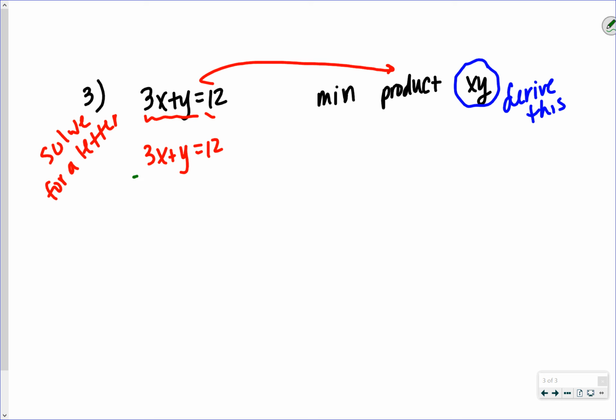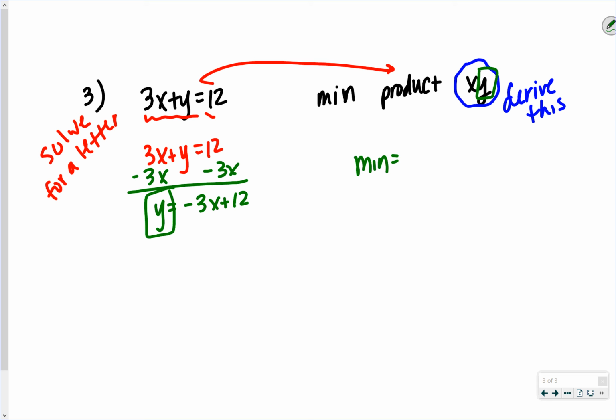I'm going to subtract 3x from both sides. Y equals negative 3x plus 12. Take that y, put it right here. That is what I want to minimize. I didn't name it for you, so I'm just going to put minimum equals x times y, which is negative 3x plus 12. But you can call the function whatever you want. I just like to have an equal sign. So this is negative 3x squared plus 12x. This is what I want to minimize.